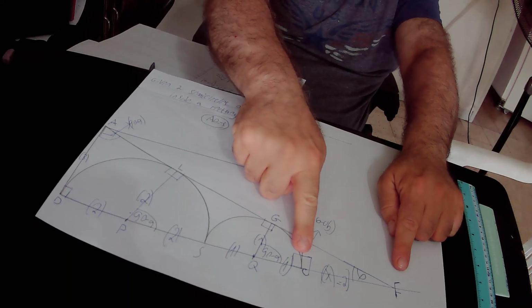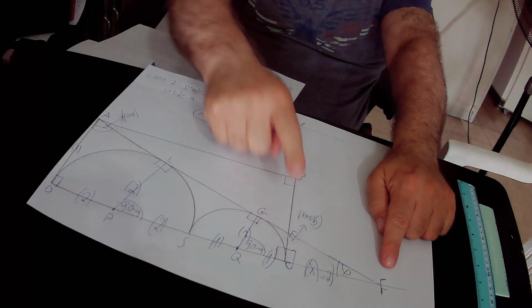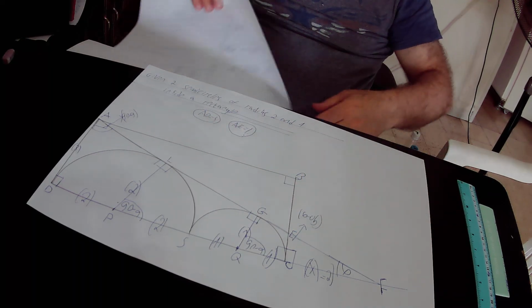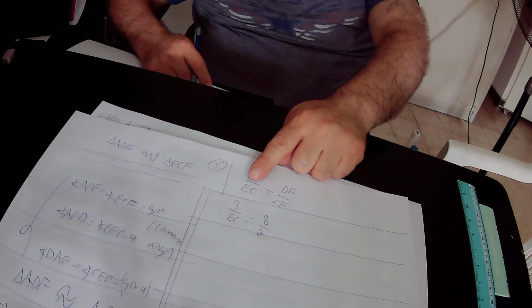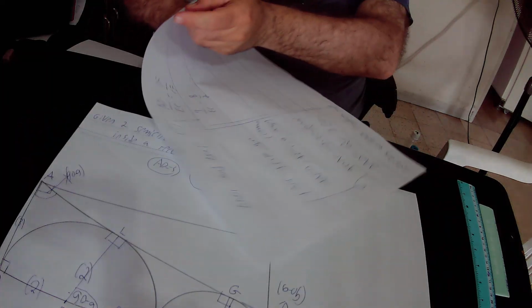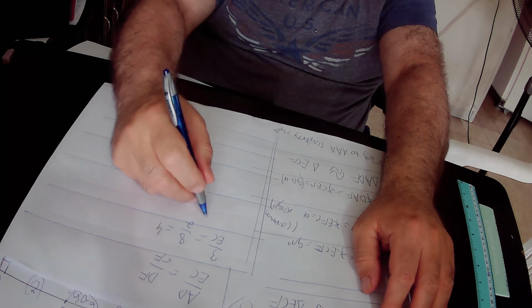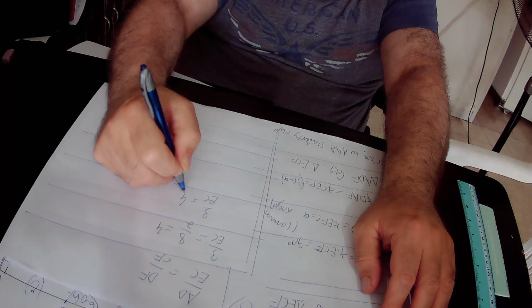over CF. Here CF equals 2 units. CF equals X and X equals 2. So CF equals 2. So we shall find out that 3 over EC equals 8 over 2. 8 over 2 is 4. So 3 over EC equals 4.